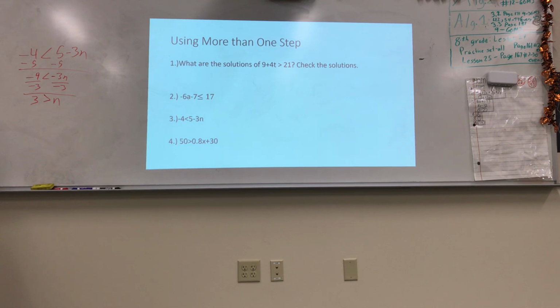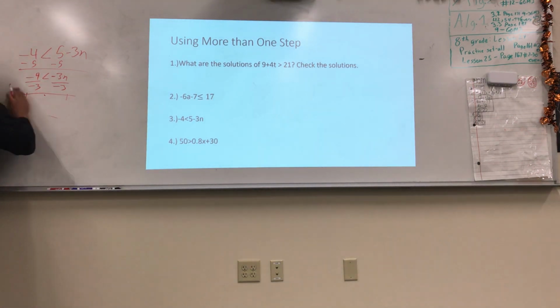If we were going to check this, you would plug in something that is less than that, so put a 2 in there. Just making sure this works, because if you put 2 in there, you're going to get negative 6. 5 plus negative 6 is going to get you negative 1, and that is greater than negative 4. So yep, that will work. That's why sometimes you've got to check yourself. Alright, that was number 3.